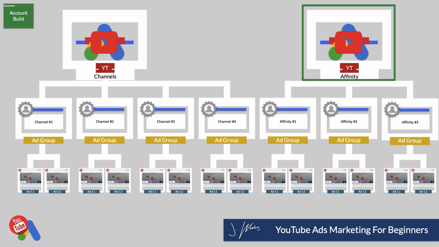So if we go back to our diagram here, we're actually going to build the affinity campaign first. We've gone ahead and created the campaign level. So now it's time to go ahead and start creating our ad groups.